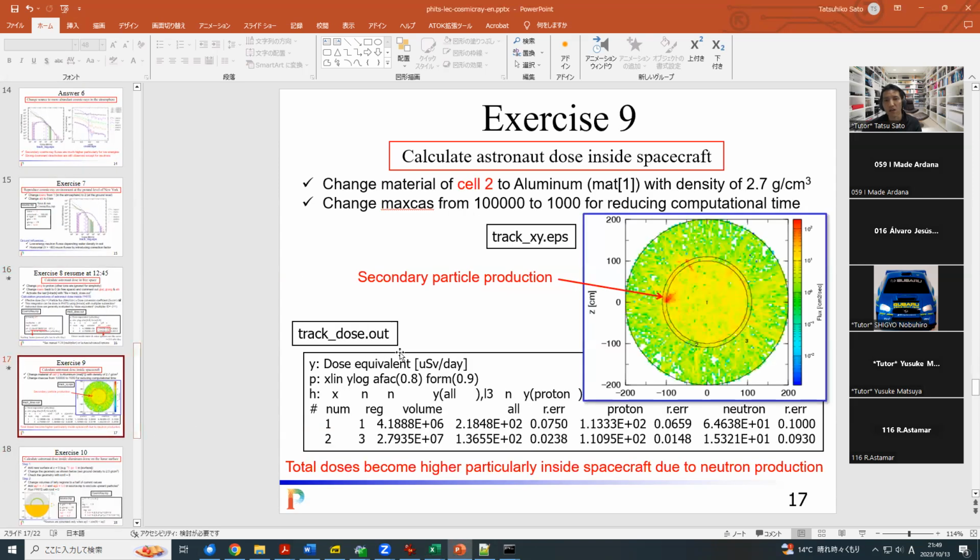So next, let's change to calculate the astronauts' dose inside the spacecraft. So change the material of cell 2 to aluminum, and change the max cas from 100,000 to just 1,000 for reducing computational time. And check the dose. Once you run FITS, please check the track underbar dose out.